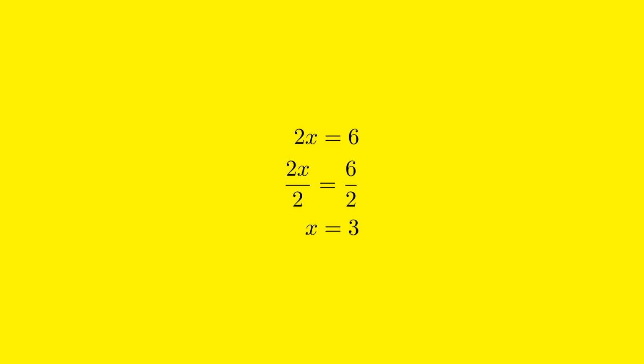Therefore, the solution to the equation 2x plus 7 equals 13 is x equals 3.